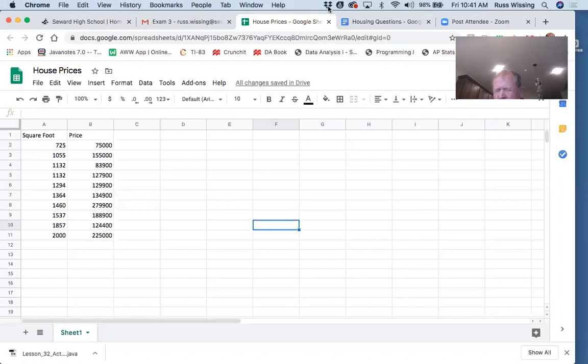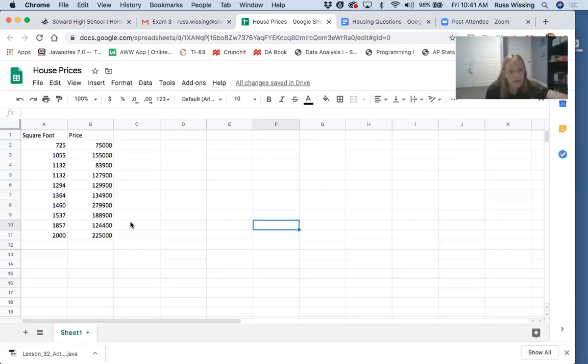Hey, on Google Classroom, I think it's under contextual problems. I have a Google sheet called house prices in there. If you open up that one, we're going to use that one. Can you see it on my screen? Can you see it says square foot and price? I want everyone to use the same one so we can talk about the same questions. So it's in Google Classroom.